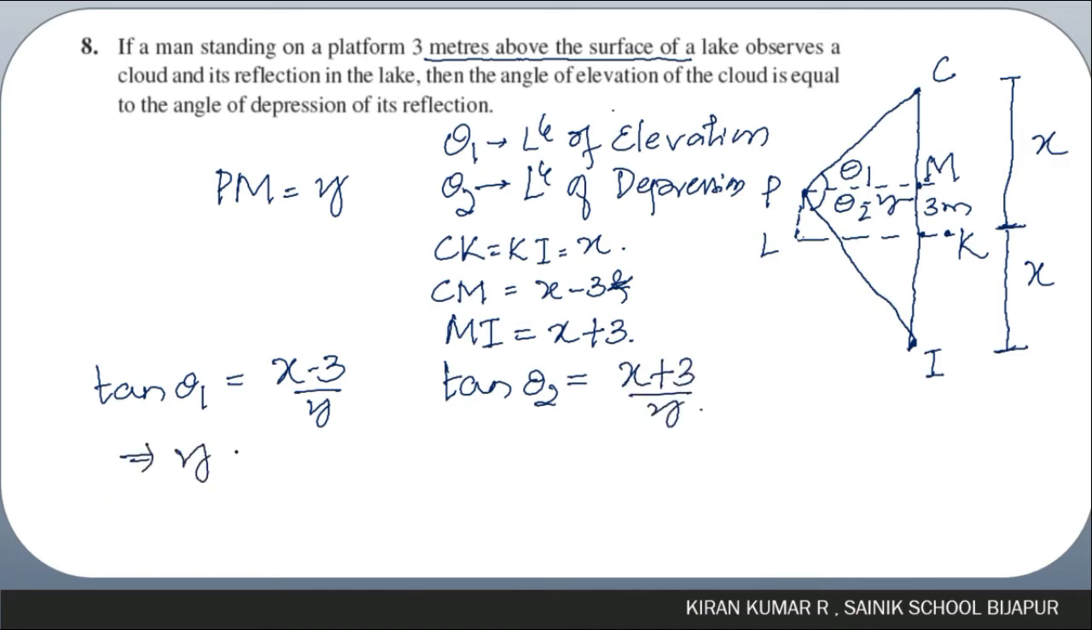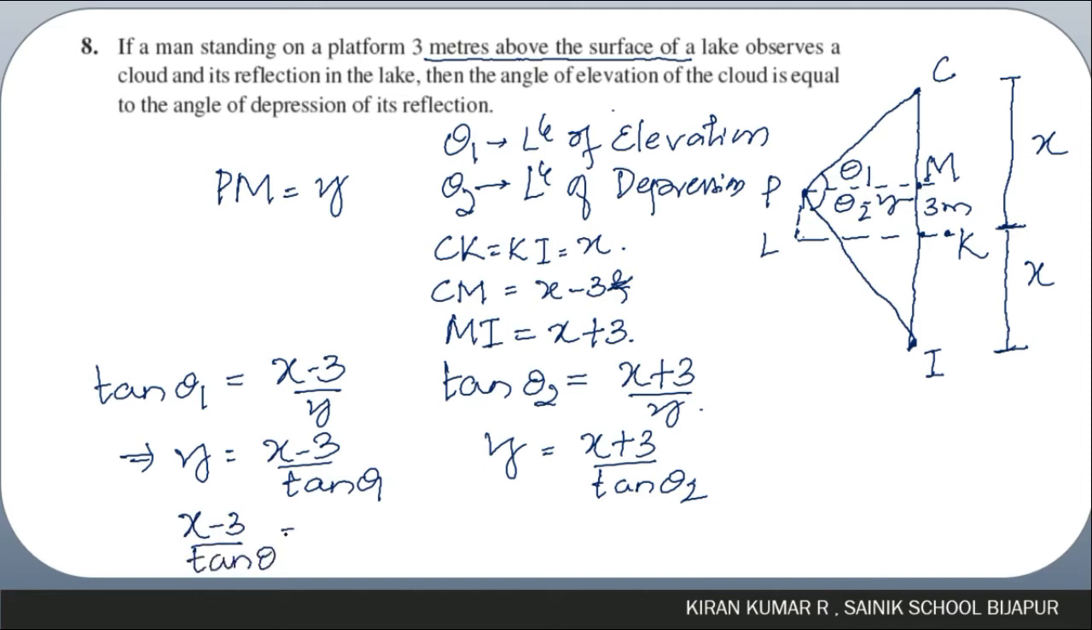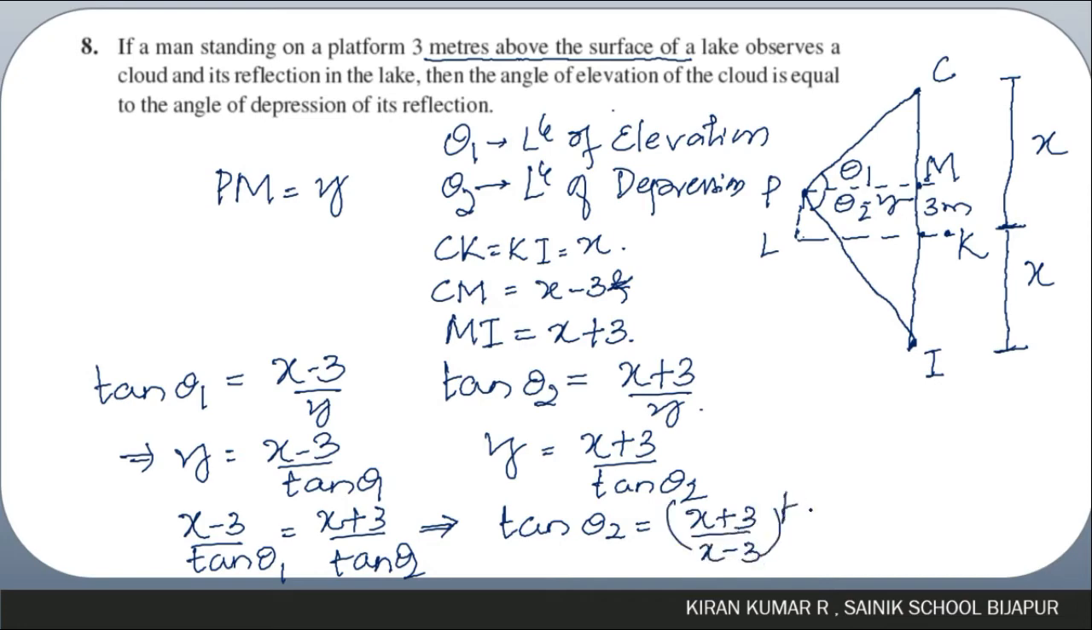From this y will be x minus 3 by tan theta 1. From this y will be x plus 3 by tan theta 2. From these two I can equate them. If I equate, I'll get x minus 3 by tan theta 1 equal to x plus 3 by tan theta 2. This implies that tan theta 2 is equal to x plus 3 by x minus 3 times tan theta 1.